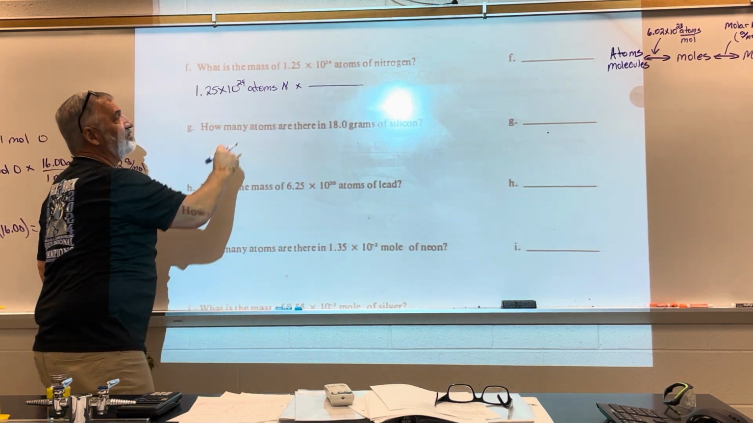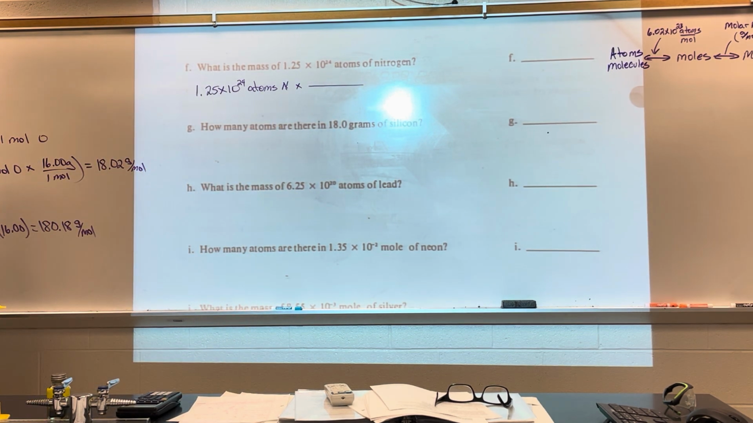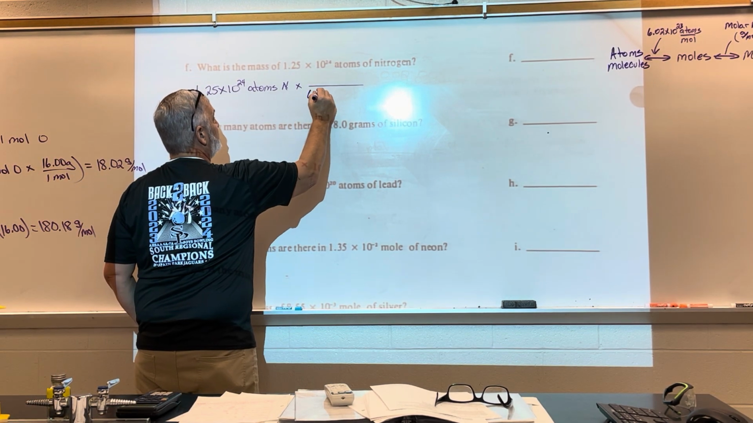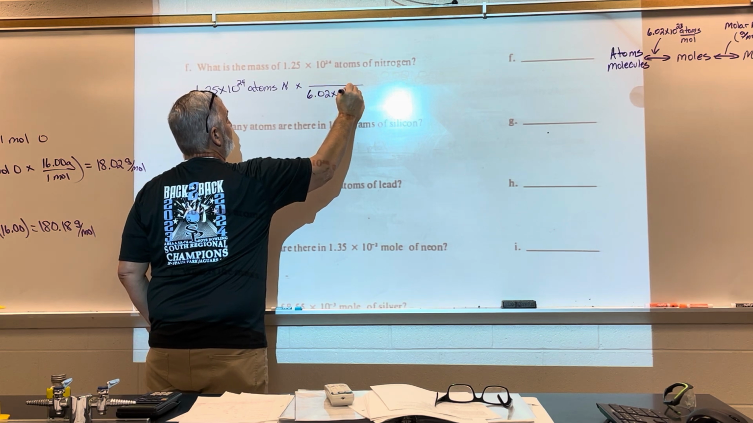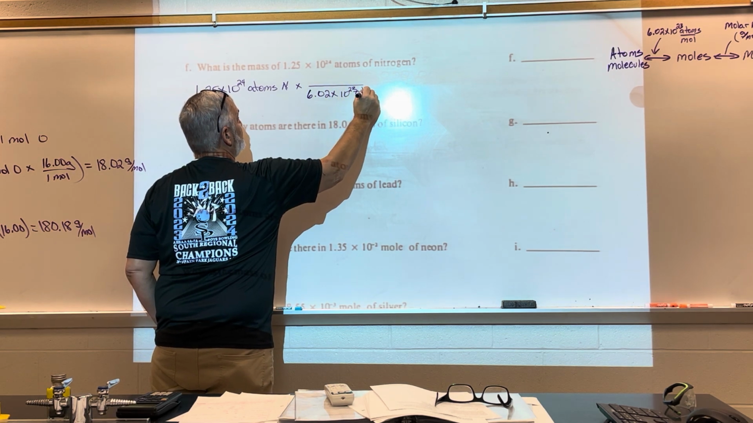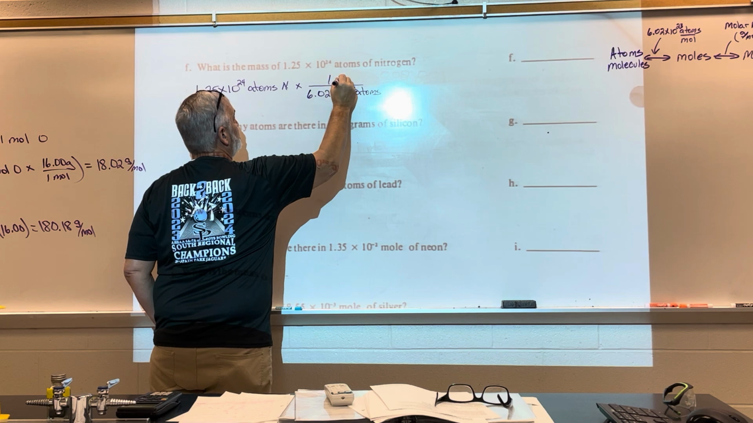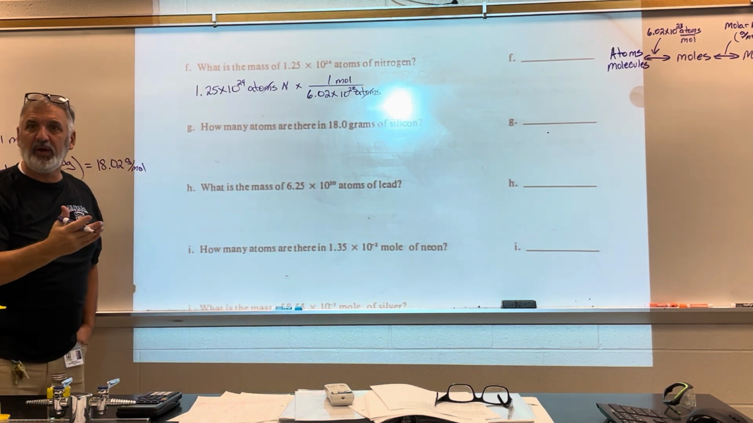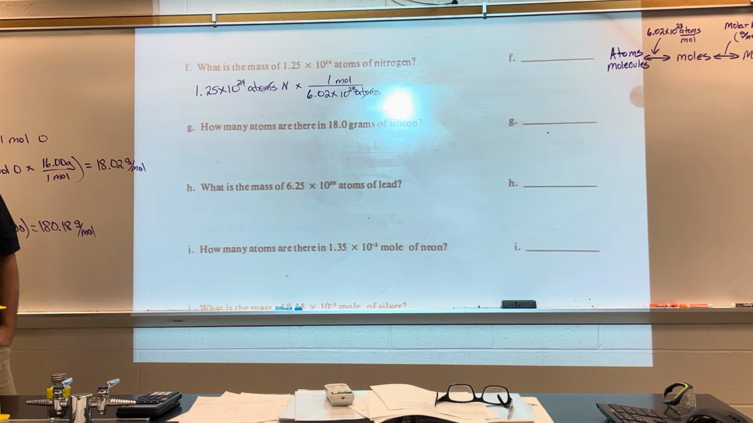Because I'm given atoms, what do I use? Atoms on the bottom, and what number? That's Avogadro's number, 6.02 times 10 to the 23rd atoms. What goes on top? 1 mole. Okay? So atoms stop and I'm left with moles, but I don't want moles, I want mass, which is grams.